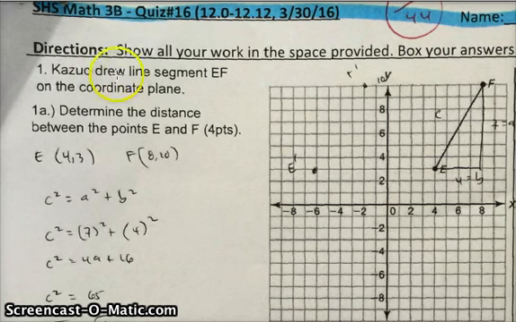Number 1, Kazoo drew the line segment EF on the coordinate plane. So there's E and F. Determine the distance between the points E and F. Well, first thing you need to do is get the coordinates. I have E here, which is right 4, up 3. So your coordinates are 4, 3. And F is go right 8, then up 10.